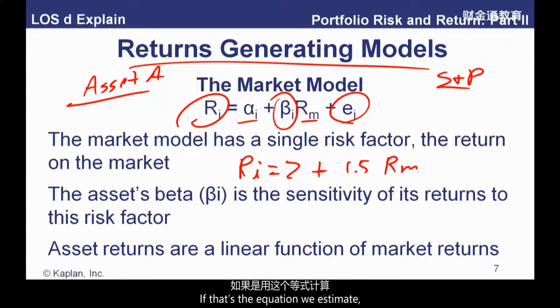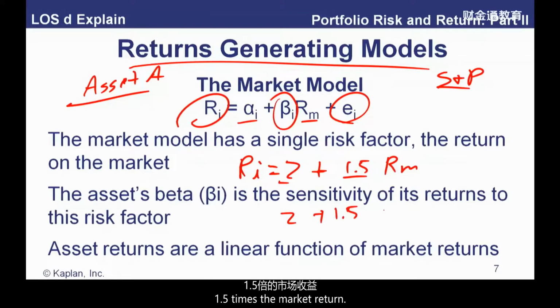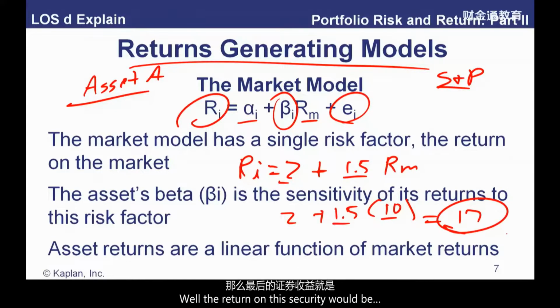If that's the equation we estimate, using a technique called regression that we learned about at level 2 to estimate this and this, that would say, if we take 2 and add 1.5 times the market return, and the market was up 10%, or if that was the market risk premium, as we may want to think of it eventually, then 1.5 times 10 is 15, plus 2 is equal to 17. The predicted return on this security in that scenario would be 17%.